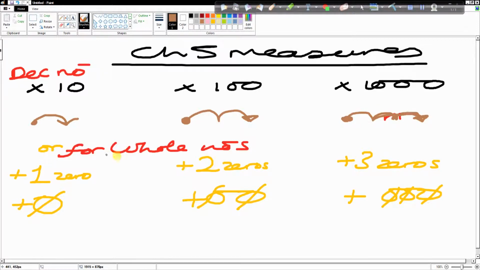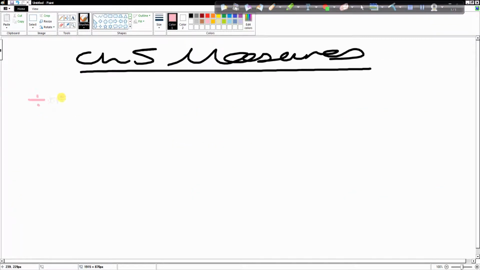When we multiply a whole number by 10, we add 1 zero. When we multiply a whole number by 100, we add 2 zeros. And when we multiply a whole number by 1000, we add 3 zeros. Right. So now when we divide by 10, by 100, and by 1000.